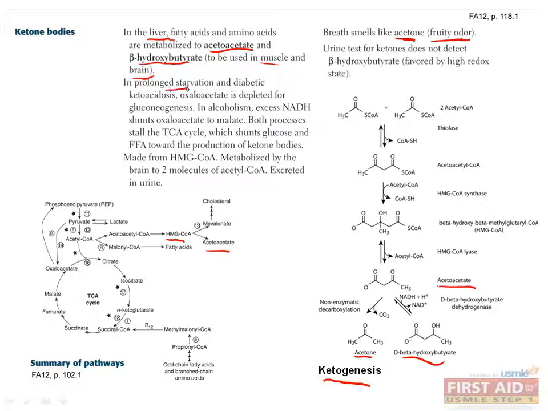In both prolonged starvation and diabetic ketoacidosis, oxaloacetate must be used for gluconeogenesis, and therefore it becomes depleted from the TCA cycle. Also, in alcoholism, excess NADH converts oxaloacetate to malate, which we discussed earlier. These both prevent normal function of the TCA cycle, resulting in the production of ketone bodies from glucose and free fatty acids. There is a urine test for ketones, but it does not detect beta-hydroxybutyrate. One final point is that the liver makes ketone bodies, but it lacks the enzymes needed to use them.